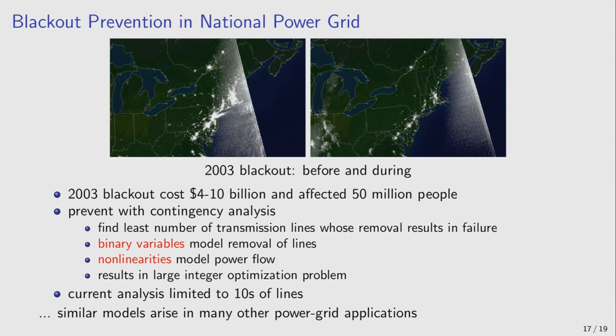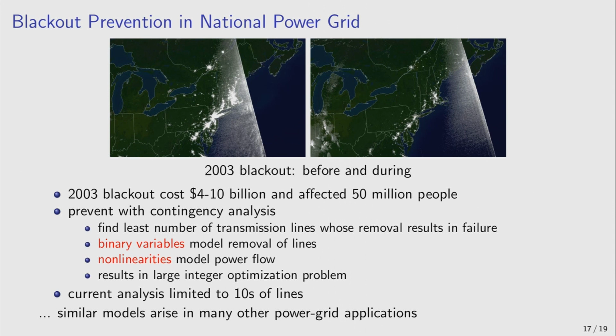So here's just a picture of blackout prevention. This was the 2003 blackout. On the left is the eastern seaboard of the United States. So this is New York, Baltimore, Boston, and so on. On the right is what it looks like during the blackout, and so you see much fewer white there. And this costs between $4 and $10 billion. So solving these problems is really important.